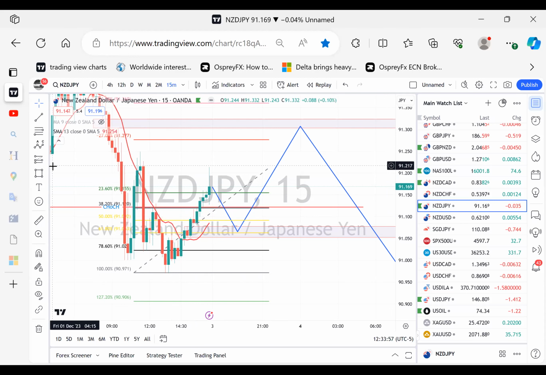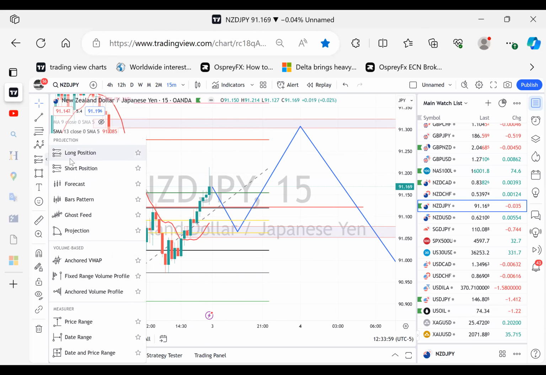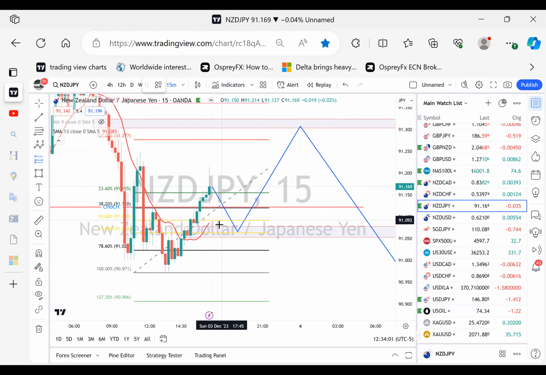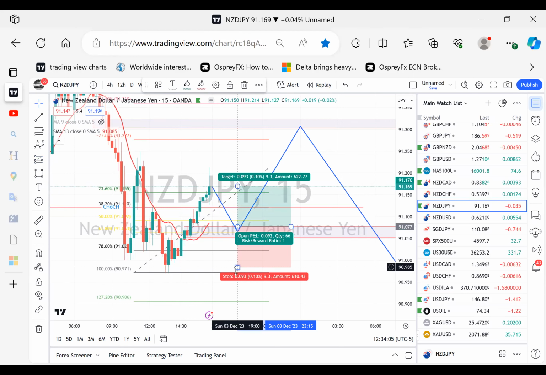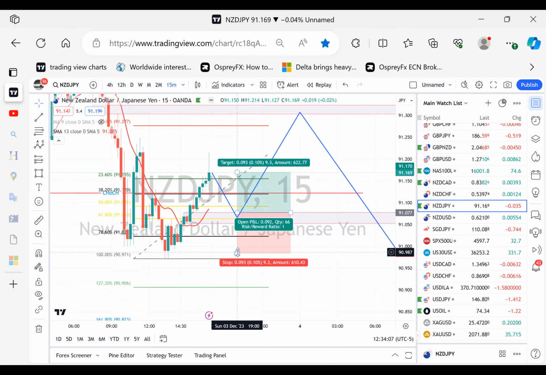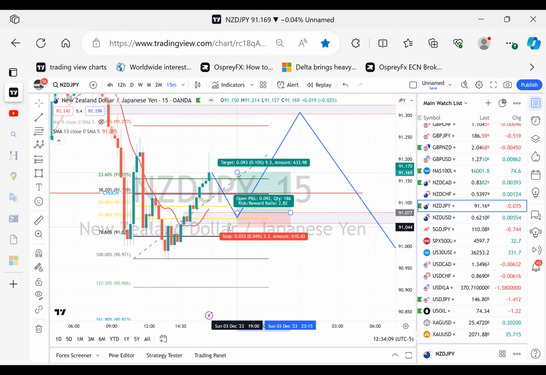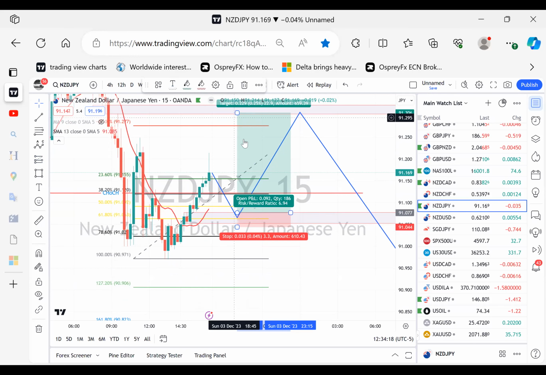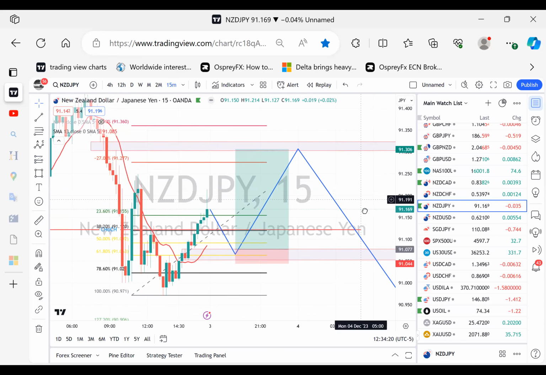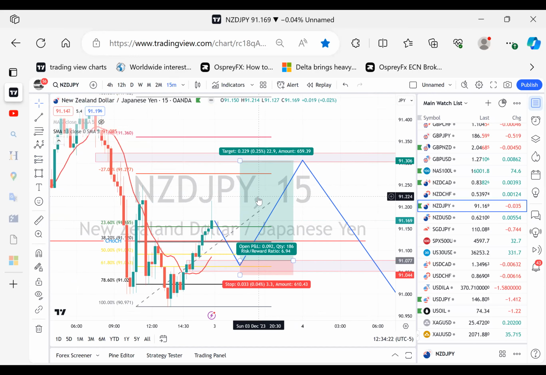So maybe somebody who trades a lower time frame, I don't encourage anybody who's new to trade a lower time frame, but maybe if you are trading a lower time frame, maybe you get this trade with your 3-pip stop loss, and you can take this up to this area, and you get almost a 7% trade in that one move.